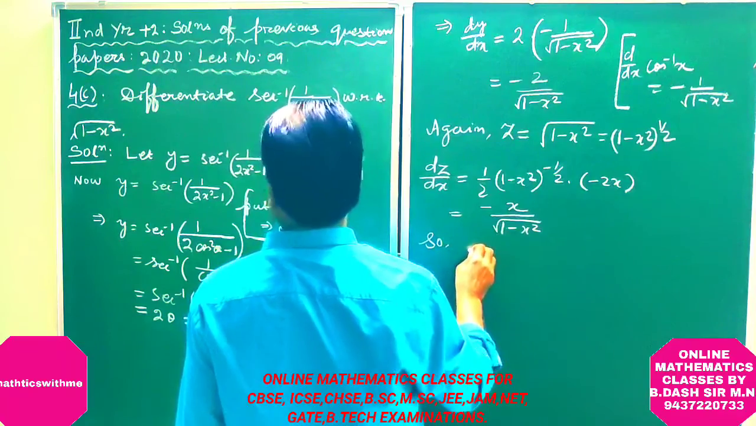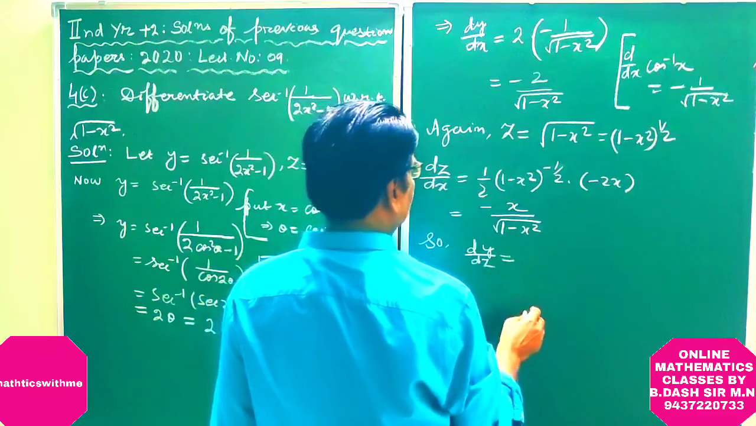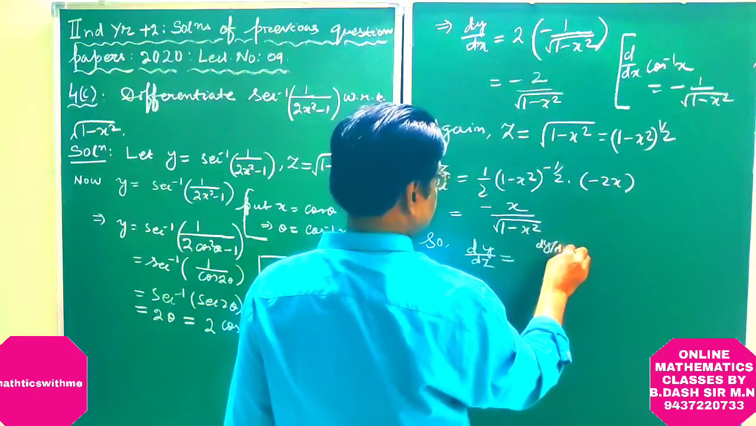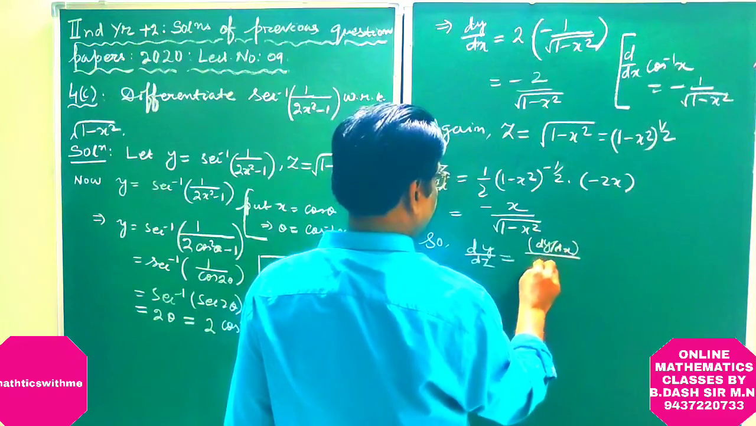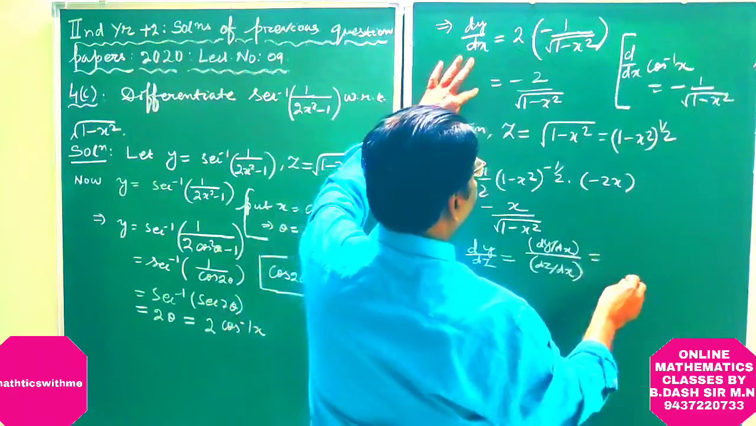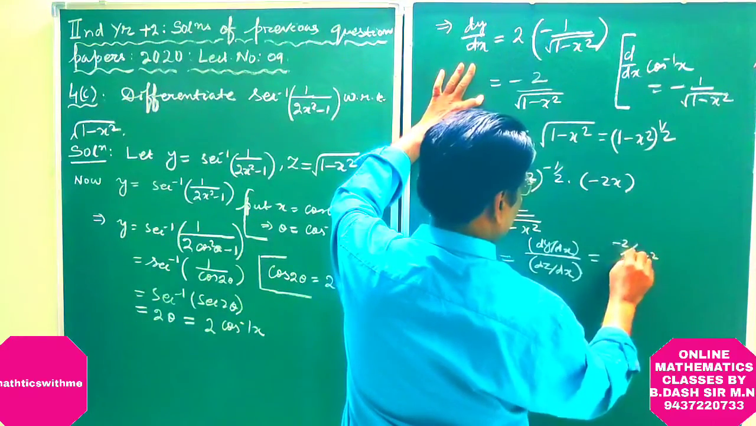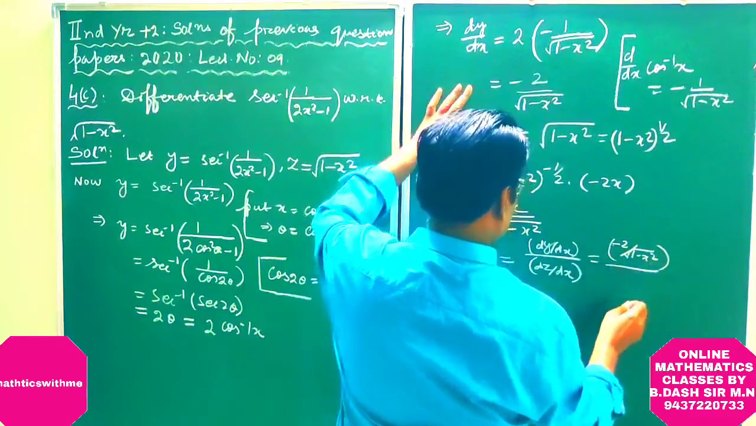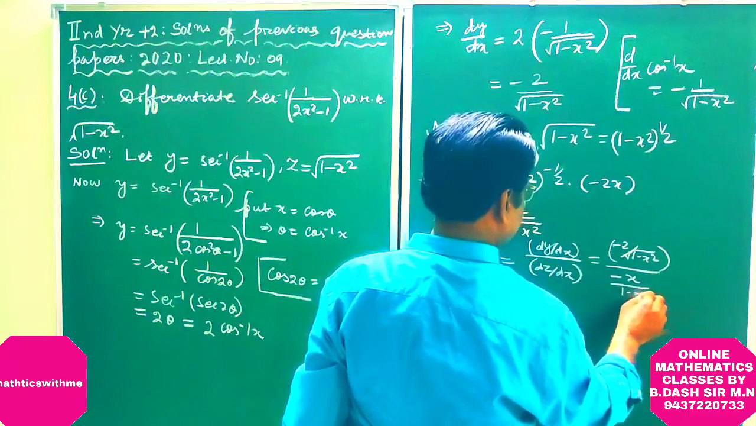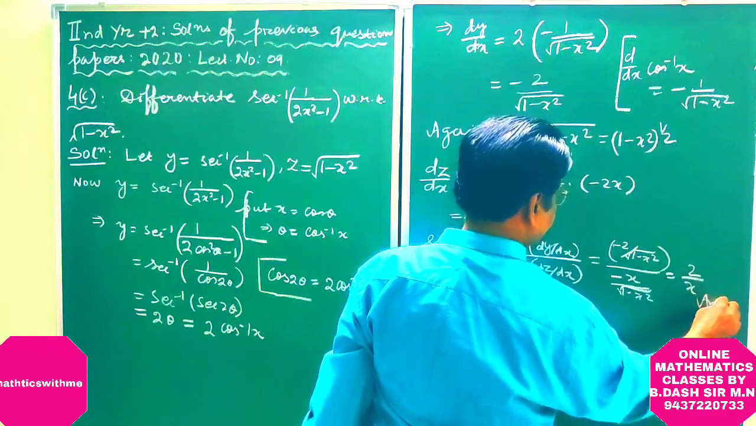So dy by dz is equal to dy by dx divided by dz by dx. Now putting the values: minus 2 by √(1 minus x²) divided by minus x by √(1 minus x²). This is equal to 2 by x. Answer.